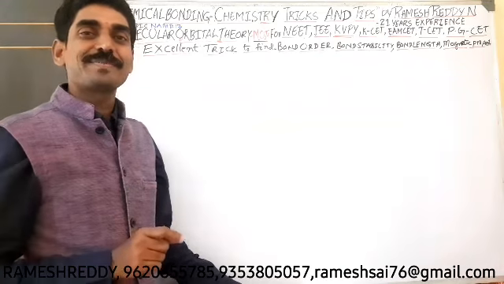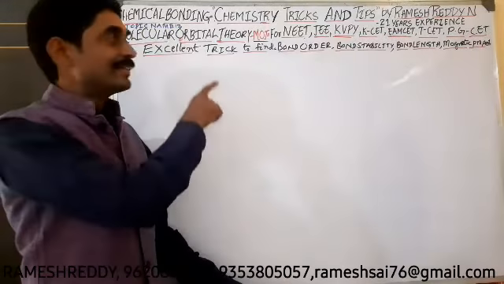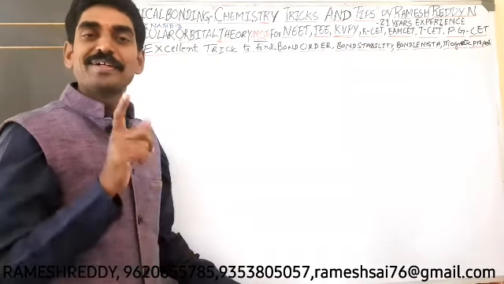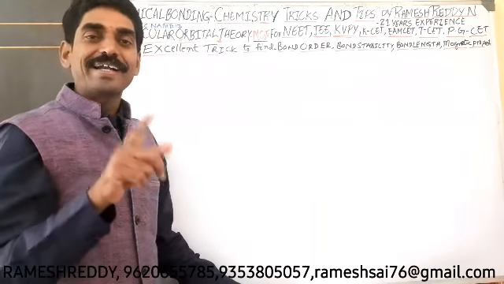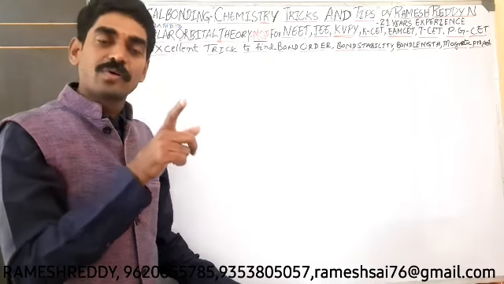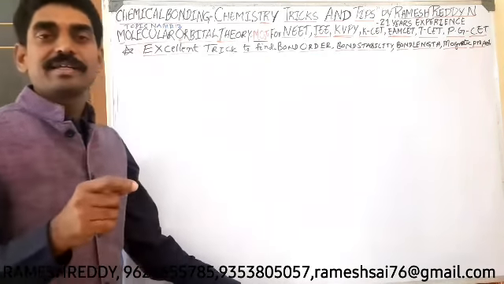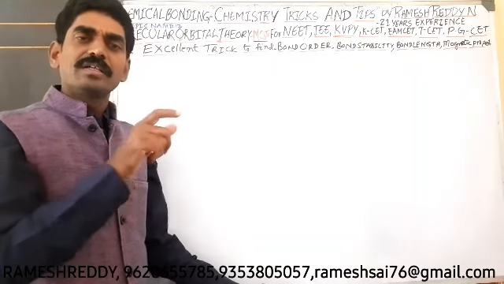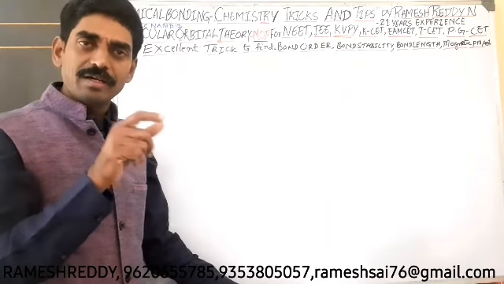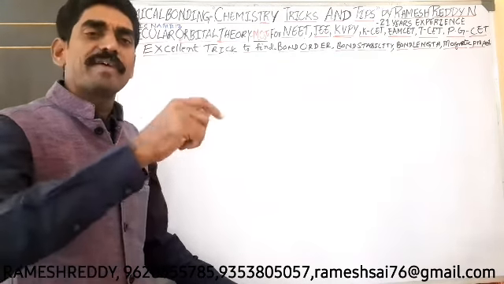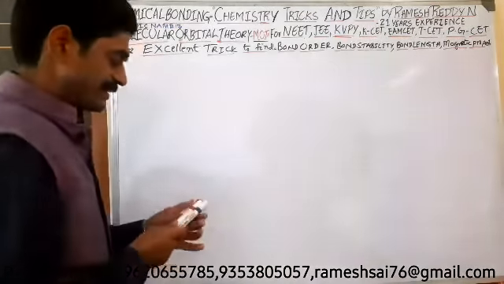Today we are going to discuss an excellent trick to find bond order, bond stability, bond length and magnetic property of different covalent molecules and ions. Let's start. Here I am giving, first, in a molecule or an ion, the total number of electrons. From that, I will give you a trick to find bond order, right?